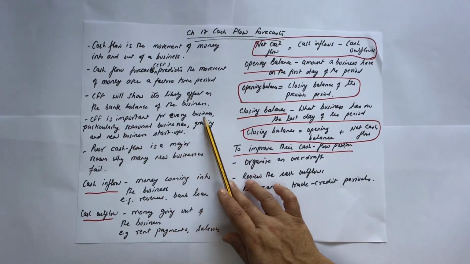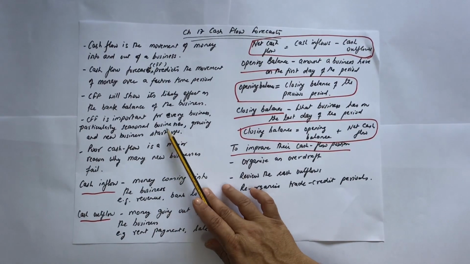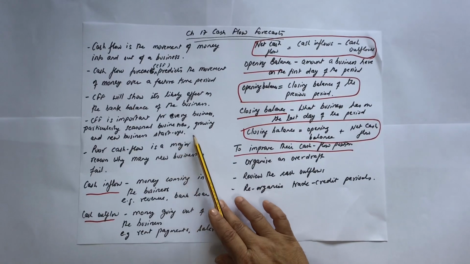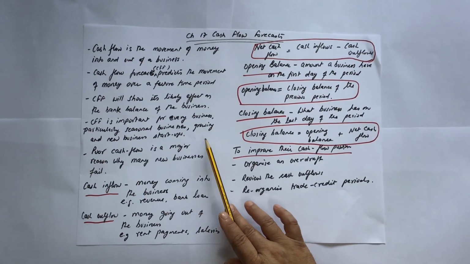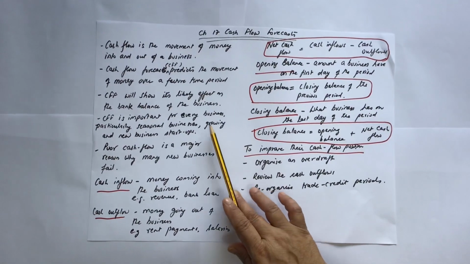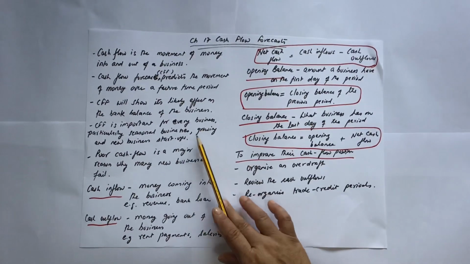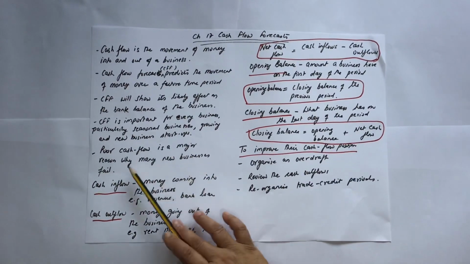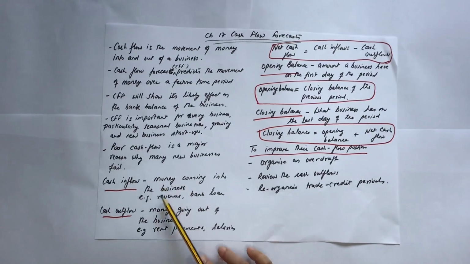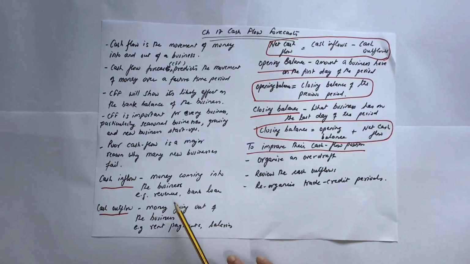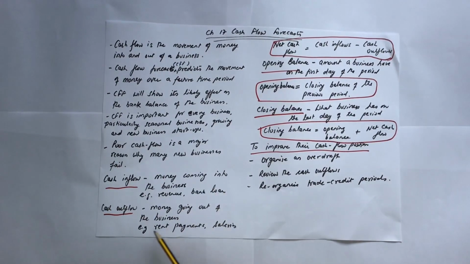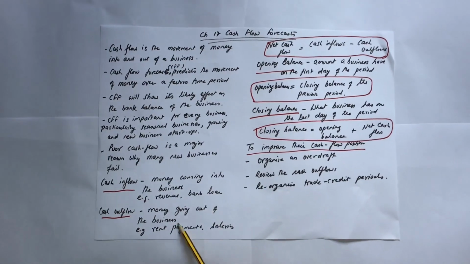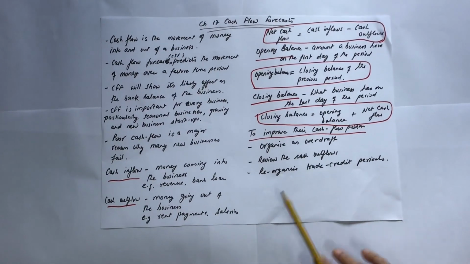It is important for every business, particularly seasonal businesses, so they can point out the months in which they do not have enough cash inflows, but they might have bills to be paid, so they can arrange for their cash. Poor cash flow is a major reason why many new businesses fail. Inflow, money coming into the business; revenues and bank loans are examples. Outflow, money going out of the business, like rent, payments, salaries.